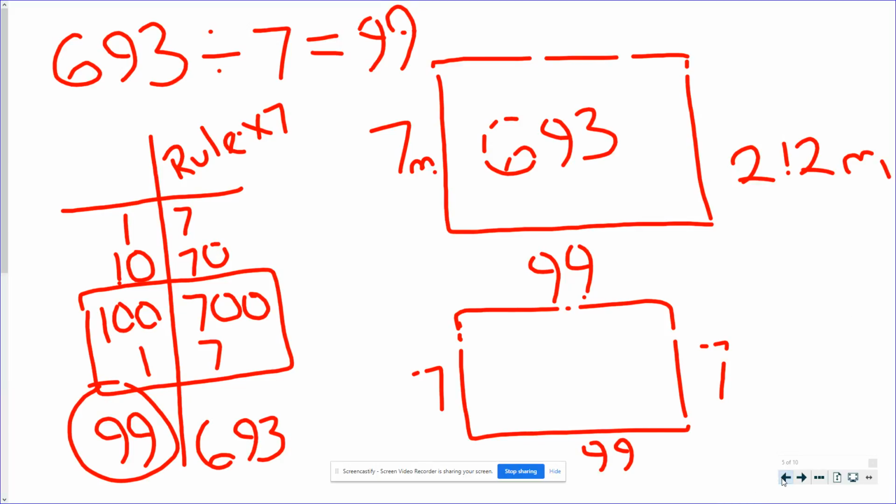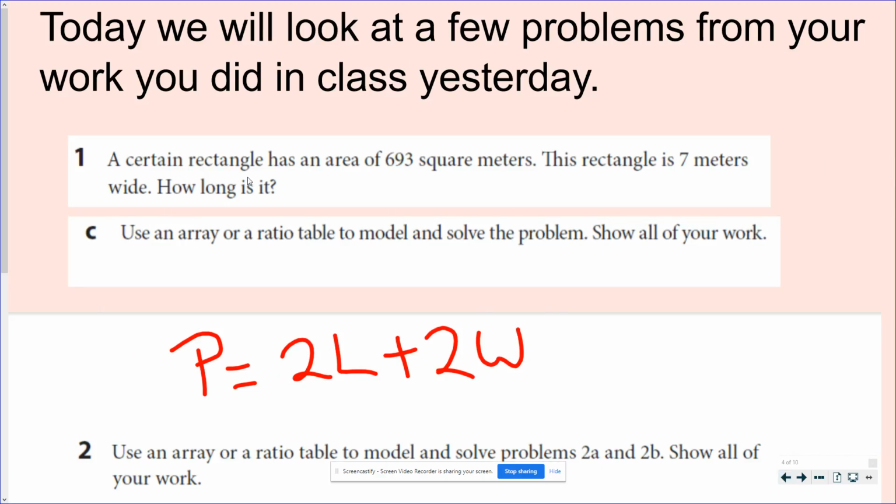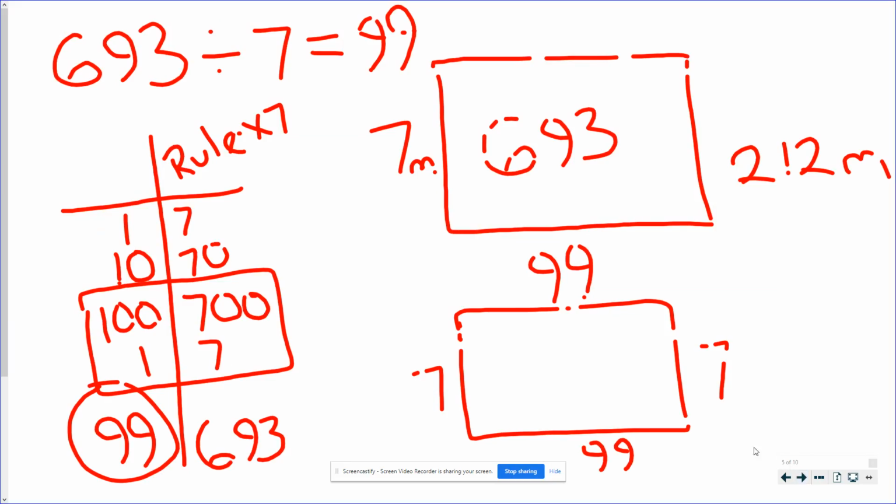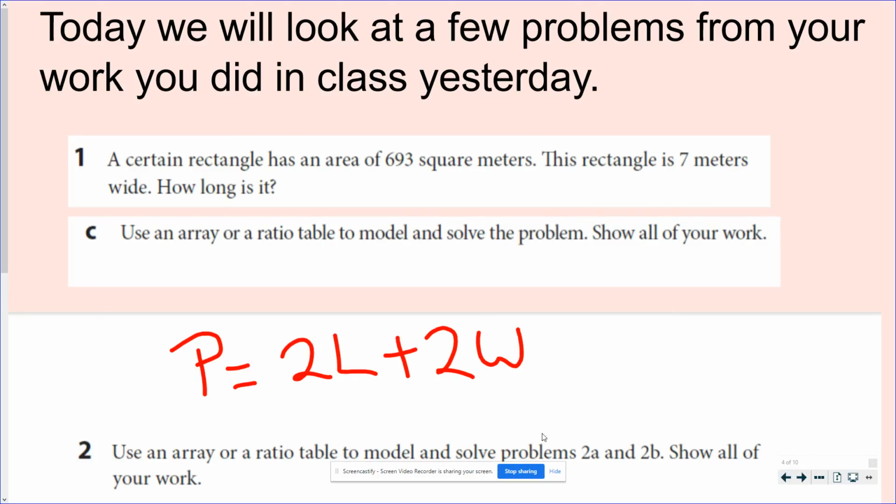So if we go back to this problem here, that a certain rectangle has an area of 693 square meters. This rectangle is 7 meters wide. How long is it? Essentially, it's asking, what are all of these sides added together? Or if you don't want to go through the addition, you can use our simple formula right here.